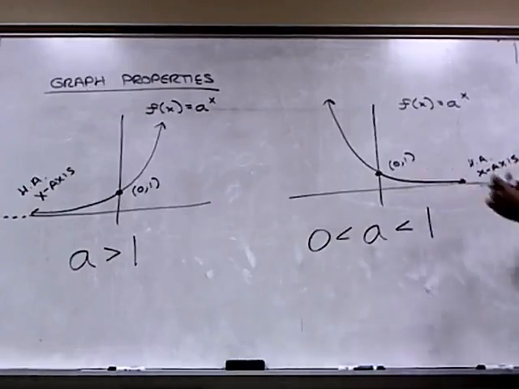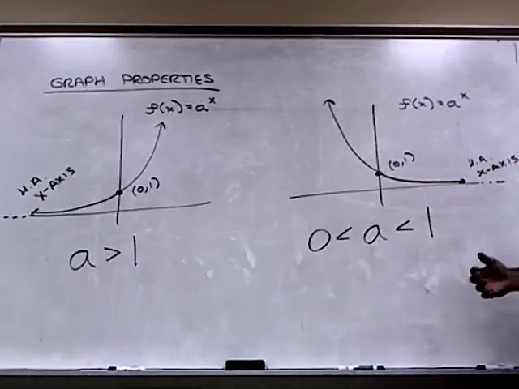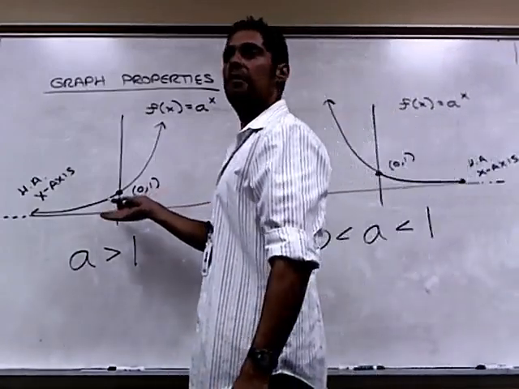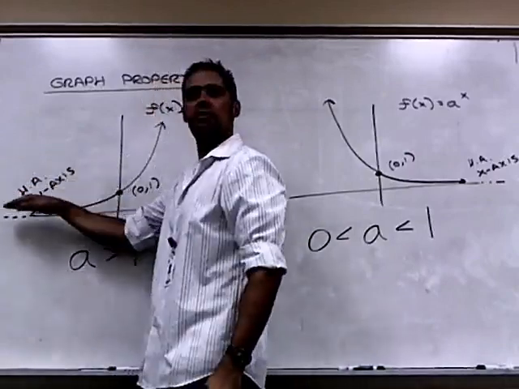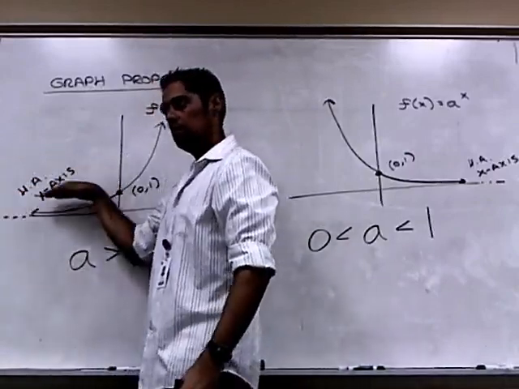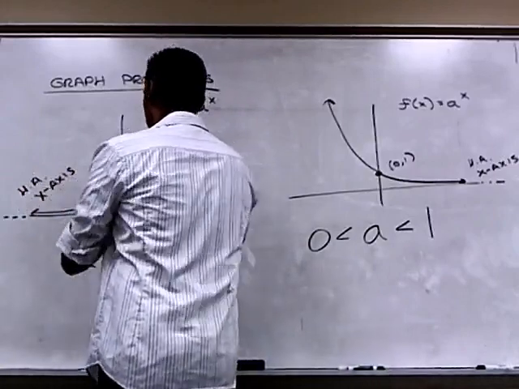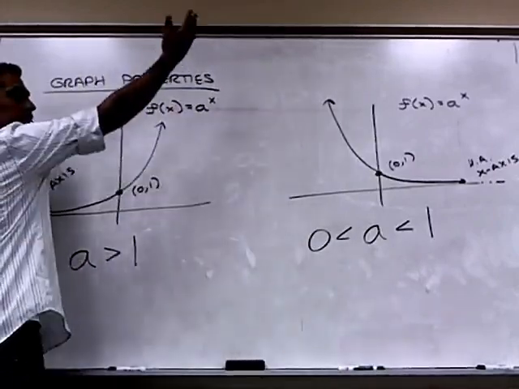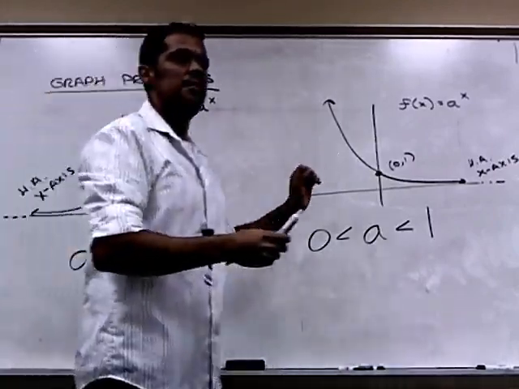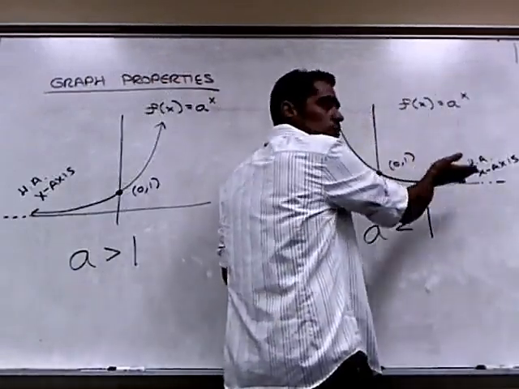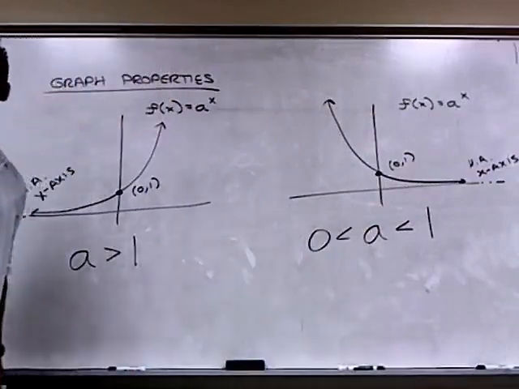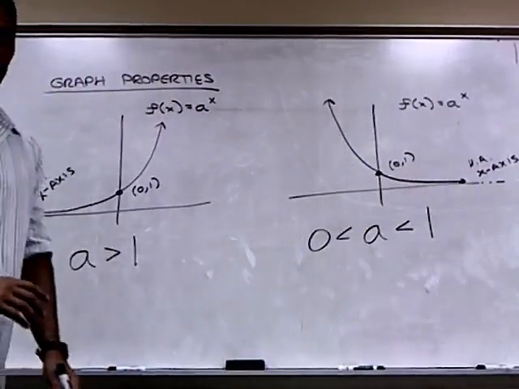What's the difference, though? Opposite sides. So if I asked you on this graph, what's the left-hand behavior, you would say it gets closer to 0, wouldn't you? What's the right-hand behavior of this one? Goes up forever, right? This one, the left-hand behavior goes up forever. Right-hand behavior goes towards 0. With me? Okay.